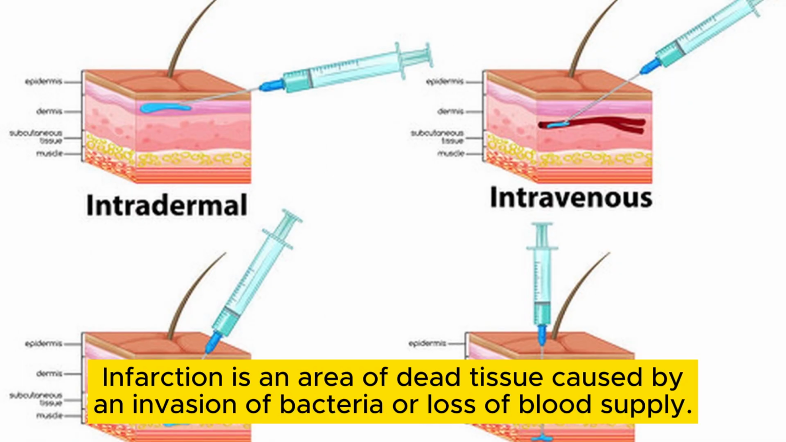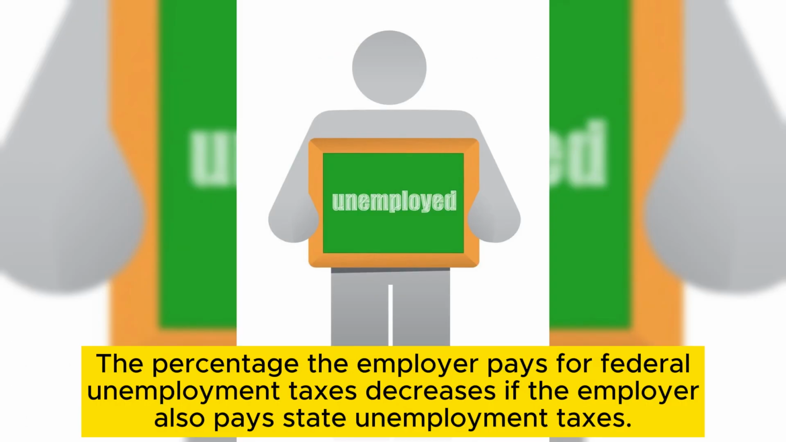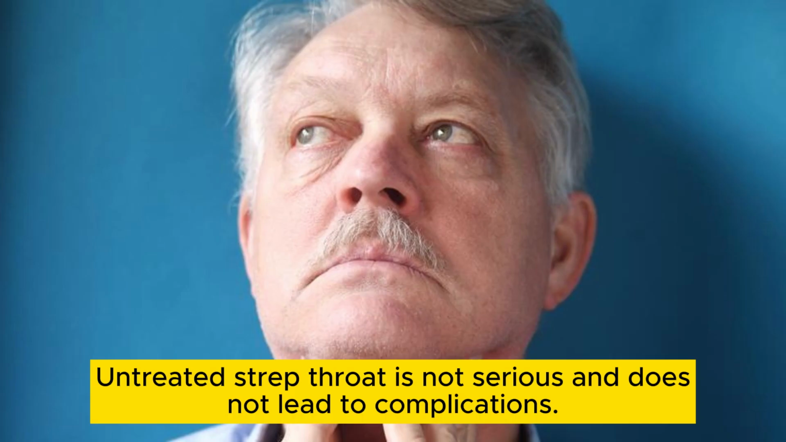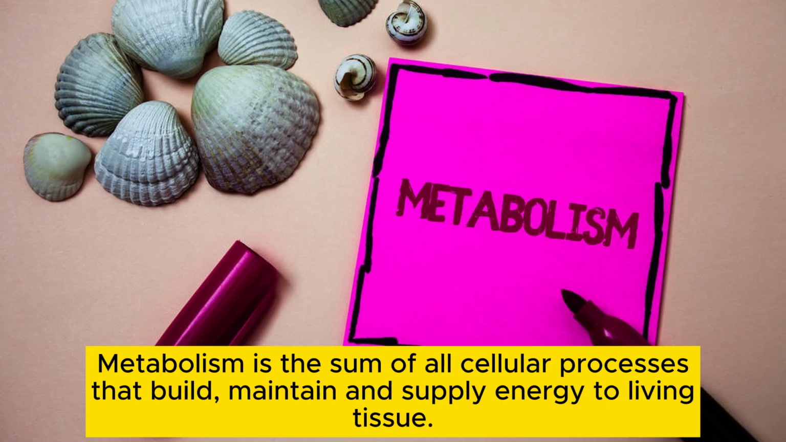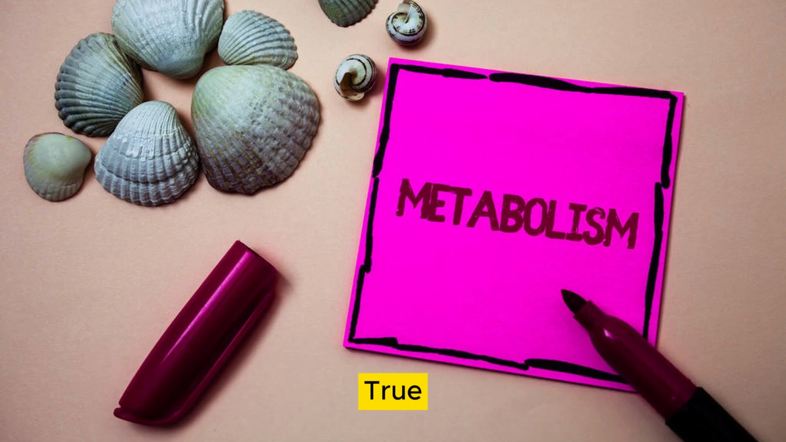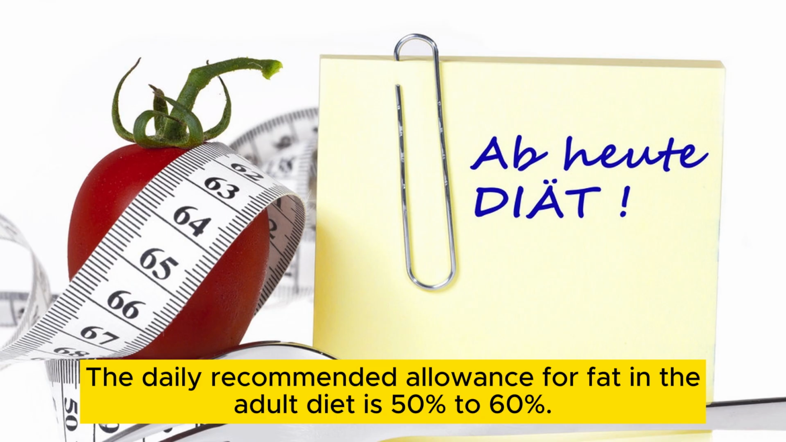Infarction is an area of dead tissue caused by an invasion of bacteria or loss of blood supply. False. Heart attack. The percentage the employer pays for federal unemployment taxes decreases if the employer also pays state unemployment taxes. True. Treated strep throat is not serious and does not lead to complications. False. Metabolism is the sum of all cellular processes that build, maintain and supply energy to living tissue. True.